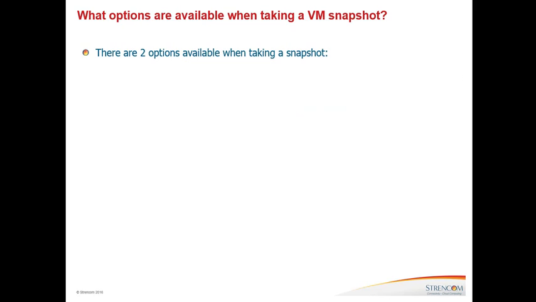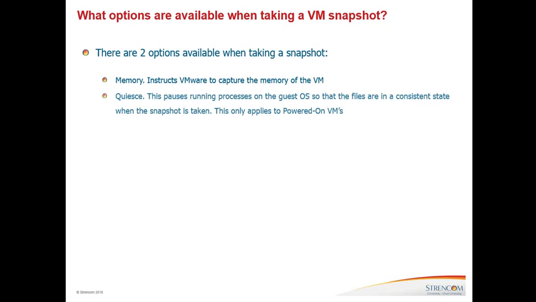There are two options available when taking a snapshot in VDC 2.0. Memory, this instructs VMware to capture the memory of the virtual machine. And quiesce, this pauses running processes on the guest OS so that files are in a consistent state when the snapshot is taken. This only applies to powered on virtual machines.